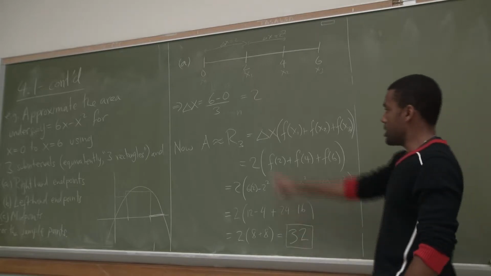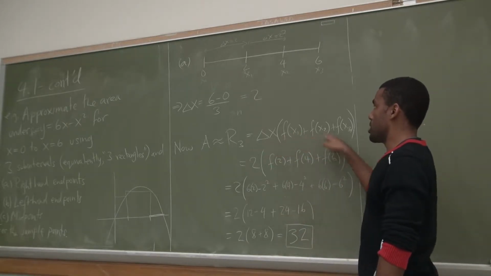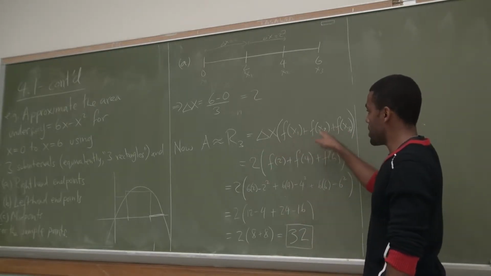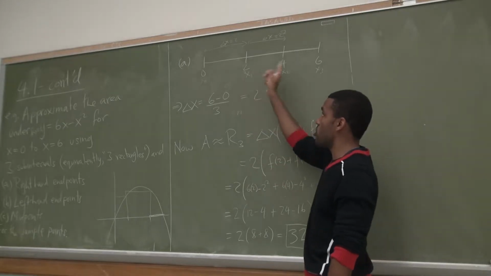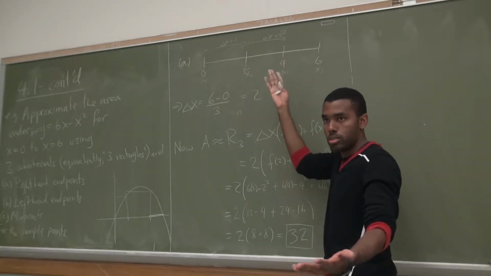So the goal is, I'm just going to take delta x times the sum of a bunch of y values. The y values that I'm taking are the y values on the right side of all my intervals. That's basically it.